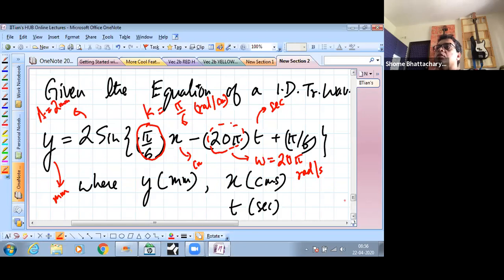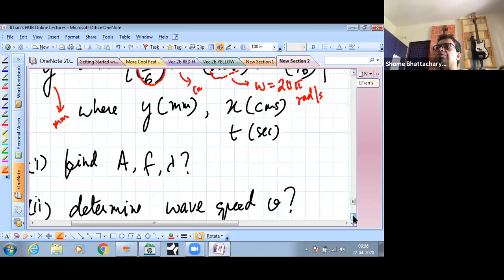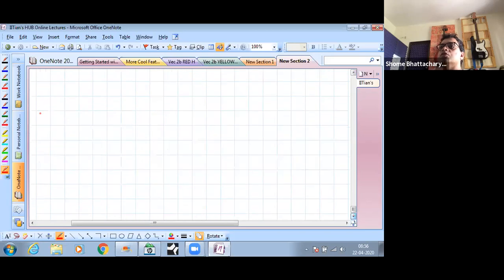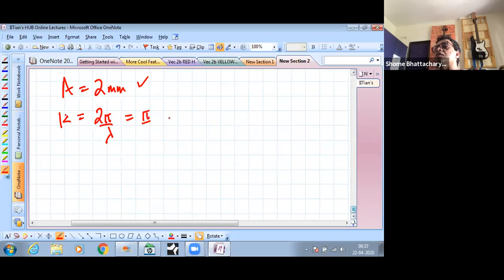So let's just put that information together. We have amplitude equal to 2 millimeter. That's fine. k is equal to 2 pi by lambda by definition, and that is equal to pi by 6. But the unit is radians per centimeter because x was in centimeter. So that shows us that our lambda is equal to 12 centimeters. The wavelength is 12 centimeters.